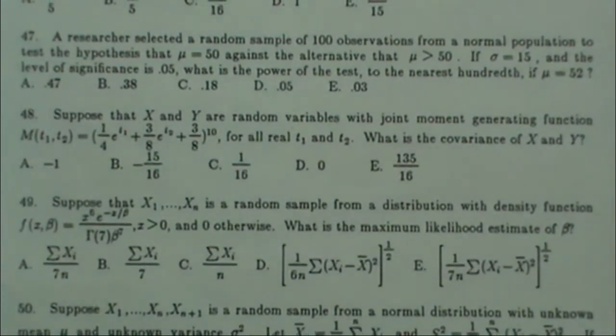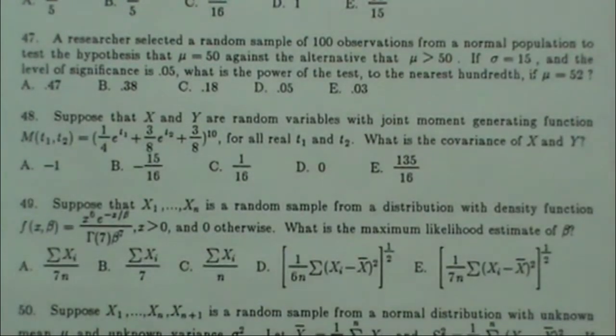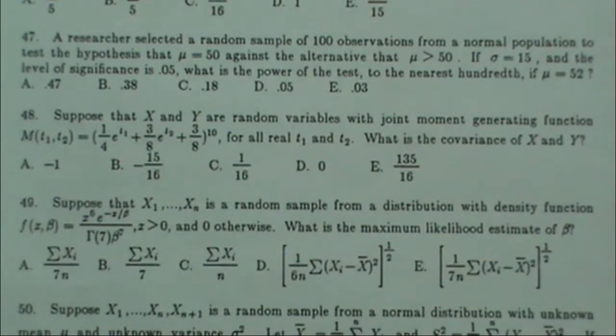Problem 48. Suppose that X and Y are random variables with joint moment generating function as defined for all real t1 and t2. What is the covariance of X and Y?